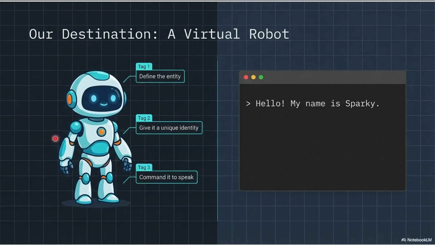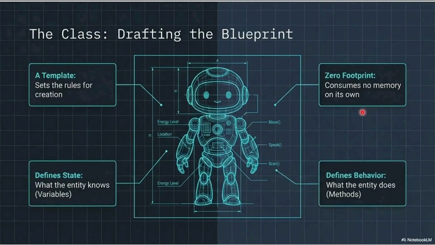So over here, this is a virtual robot. We are going to define the entity. We will give a unique identity to this entity, and we will have a command by which it is going to speak. It is just going to print a message like this: Hello, my name is Sparky. This is what we are going to print on the screen. This is what we are going to do today. This is going to be the first program.